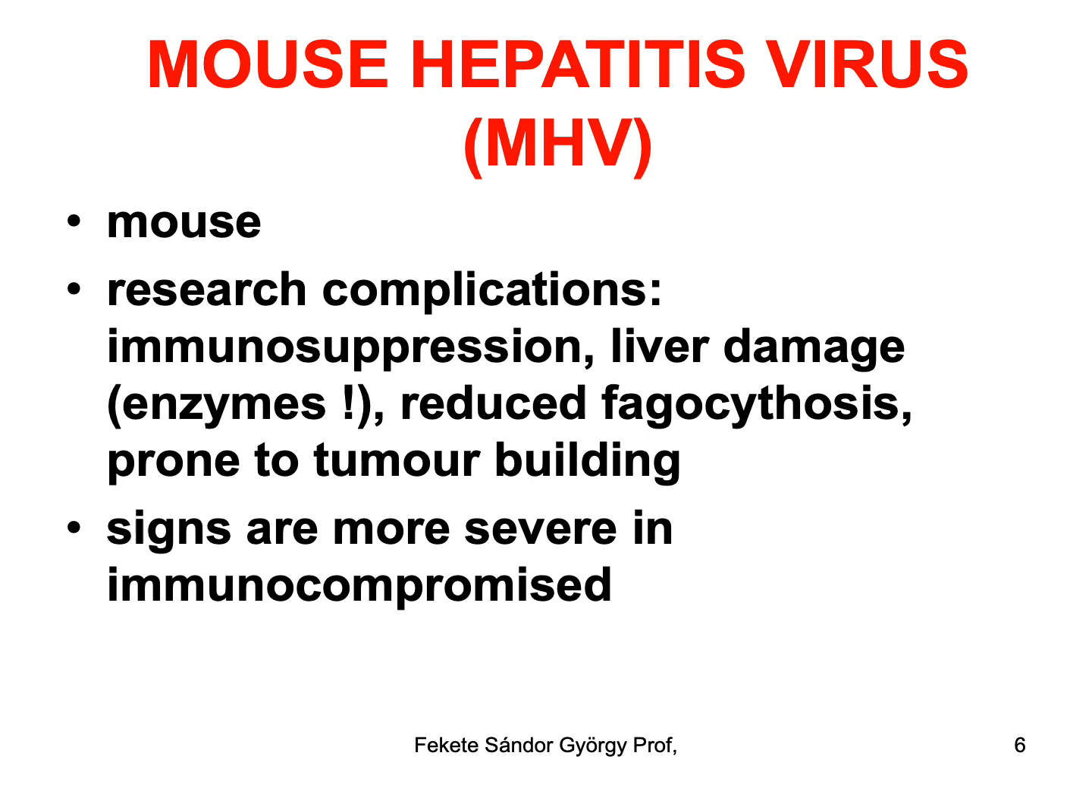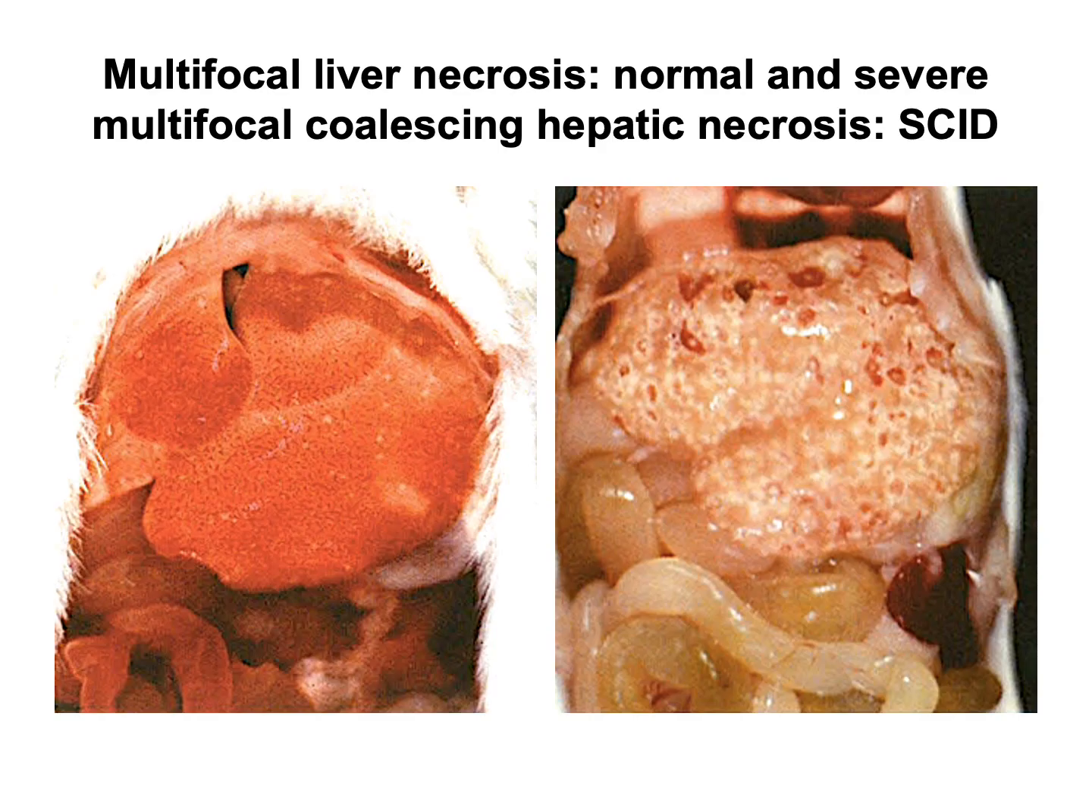Viral diseases. The first viral disease will be mouse hepatitis virus. The mouse hepatitis virus is very important because here you can see multifocal liver necrosis in normal mice and severe multifocal coalescing hepatic necrosis in SCID mice. Why can they attack the liver?